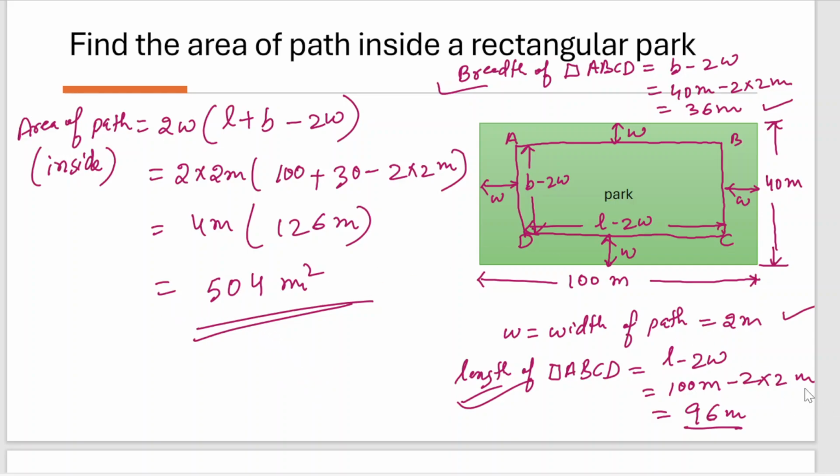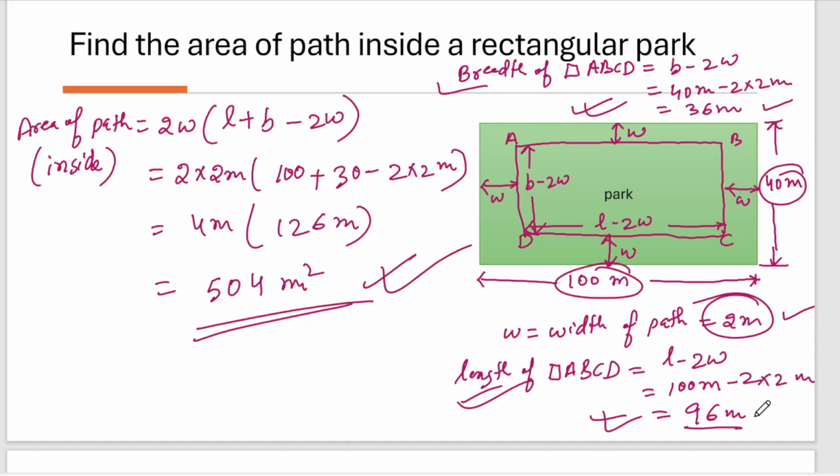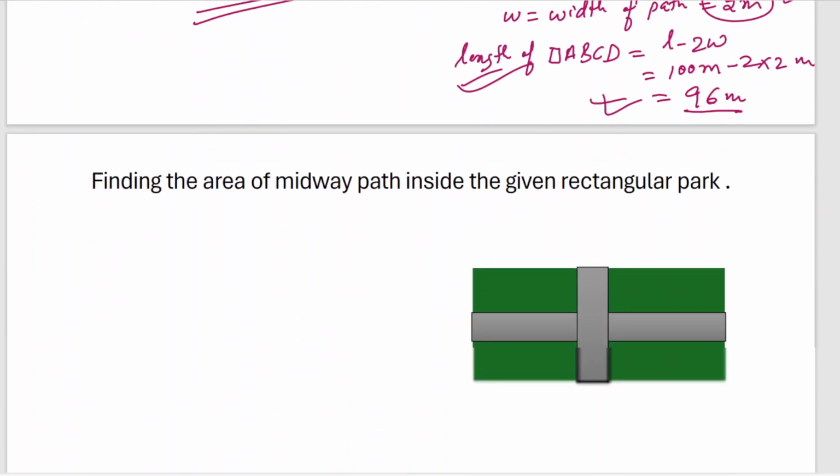So you should not calculate these things. I have just calculated them to show you how we can find the area, length and the breadth of rectangle ABCD. But you don't have to. You just have to know the length of the park, breadth of the park and width of the path. That's all. And you can use this formula directly to find the answer. Okay, next.